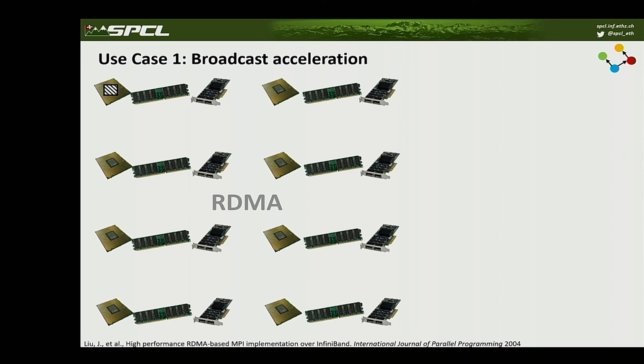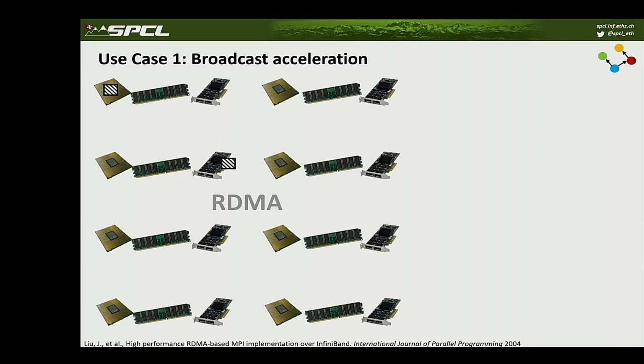What does a broadcast do? You probably know. A broadcast here has 8 nodes. Again, we draw the CPUs and the NIC, the memory and the NIC separately for these 8 nodes. And we have a single packet at the beginning. What we want to do is distribute that packet as fast as possible to all these 8 nodes. How do we do this in RDMA?